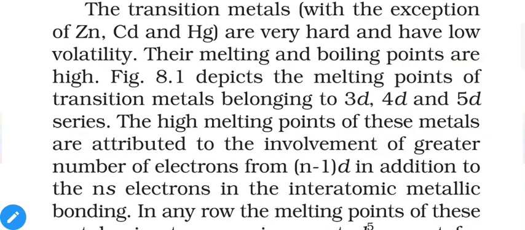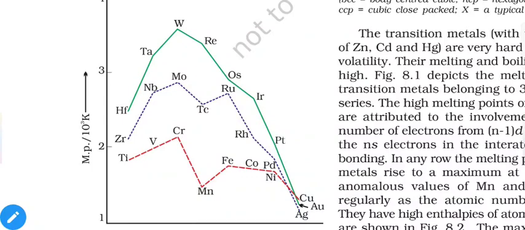The transition metals are very hard and have very low volatility. Volatility means conversion into the gaseous state. Their melting and boiling points are high, and figure 8.1 depicts the melting points of transition elements belonging to the 3d, 4d and 5d series. So here we have figure 8.1, a graphical representation of the melting points of the different series, and as we can see, they have comparatively very high melting points, because each 1, 2 and 3 represented on the y-axis is actually 10 raised to 3 Kelvin. So it represents a very high value.